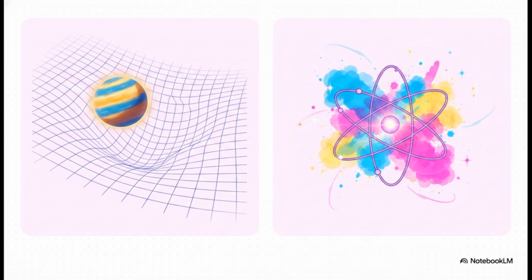On the right side, we have quantum mechanics, which describes all the other fundamental forces. This is a microscopic world of particles and fields governed entirely by probabilities and uncertainty. And for decades, physicists have just been banging their heads against the wall trying to unify these two completely incompatible mathematical frameworks into a single cohesive theory of quantum gravity.